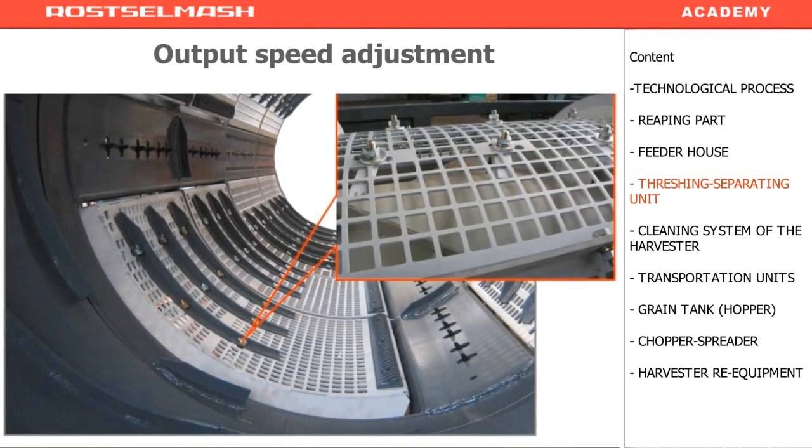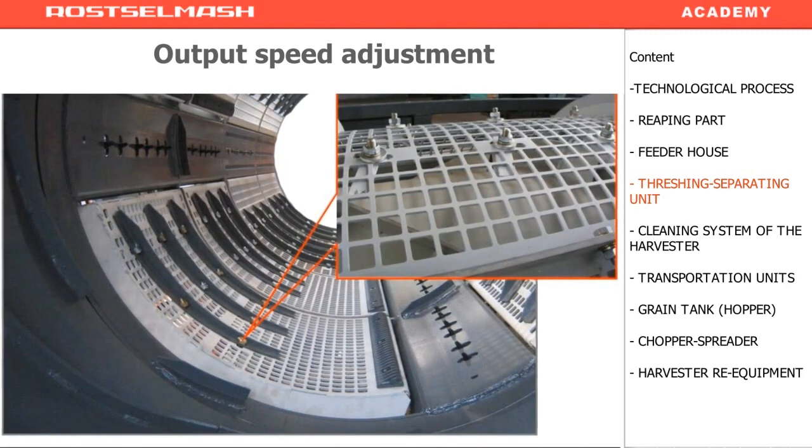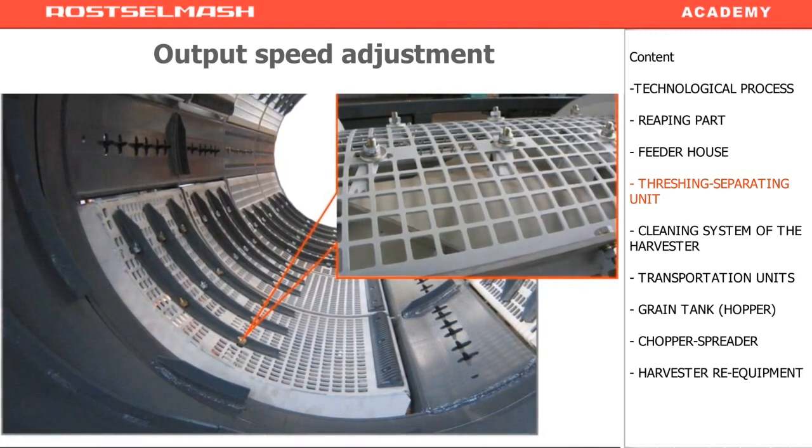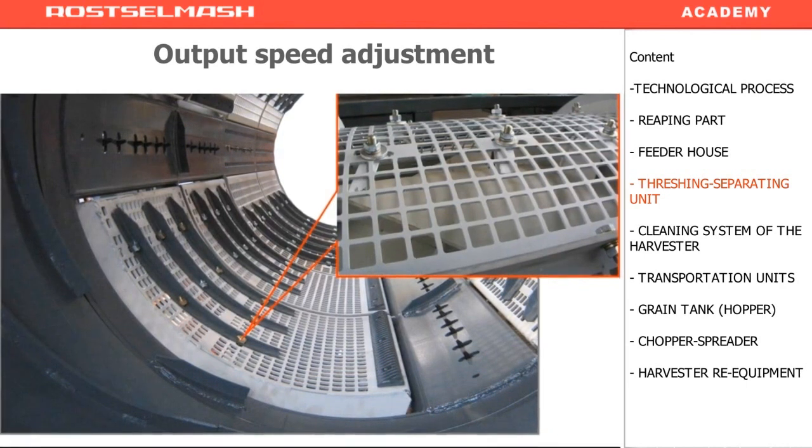In the case of low yield, the mass goes through the threshing separation unit too fast. It is threshed, but it's not separated. When it goes out unseparated, it leads to a big amount of loss. And the loss is behind the rotor.